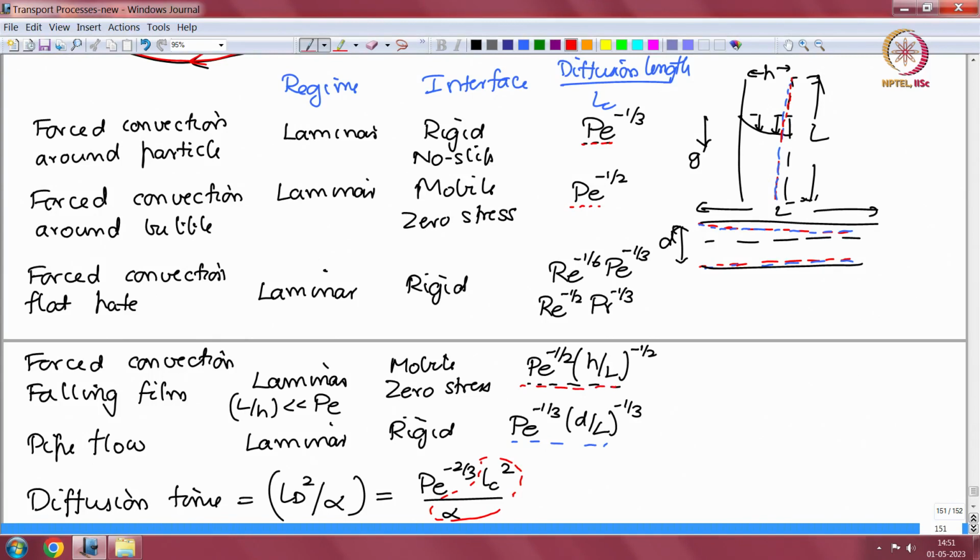So, the diffusion length by the characteristic length is this. This has to be smaller than 1 if it is convection dominated. And in the case of the rigid pipe flow and the falling film, this is much smaller than 1 only if L by H is much smaller than Pe, or for a pipe flow D by L is much smaller than Pe. So, it is valid only in this case.